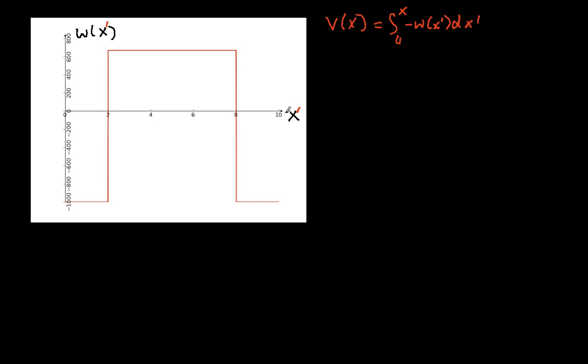The reason I do this is because for v of x, what I'm going to want to do is, for example, choose some value of x that would be here. And then I need to find the integral from 0 to that value of x of minus w of x prime dx prime. So in other words, I have to find the integral from 0 to x of this function and take the negative. And in any case, the integral from 0 to x is going to be the area under w of x prime.